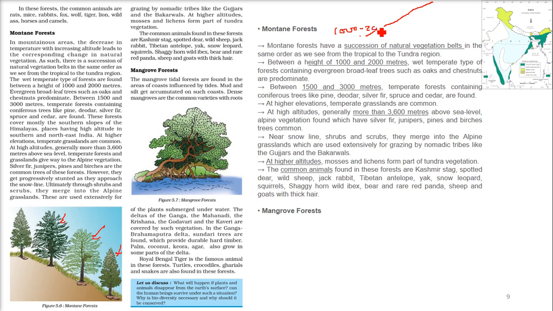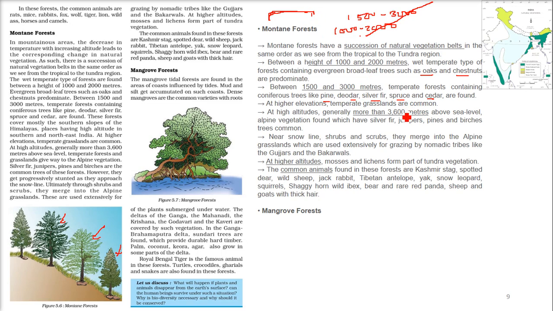If you see from 1000 to 2000 meters, in this height region, wet temperate type of forest which contains evergreen broad leaf trees like the oaks and chestnut are predominant. When we go up, that is 1500 to 3000, what do we get? Now we have increased the height. In this temperate forest, we have coniferous trees like pine, deodar, silver fir, spruce and kedar or cedar sometimes we say.